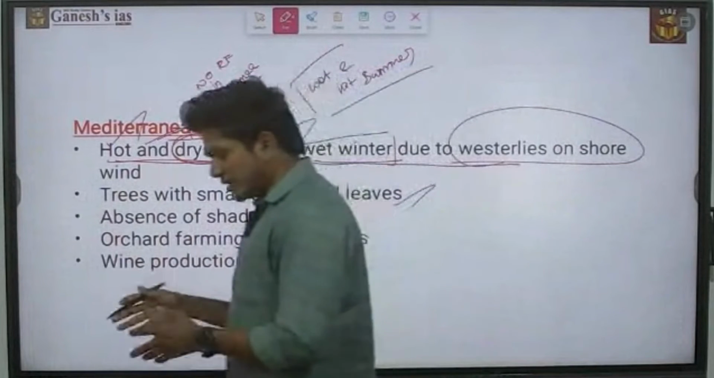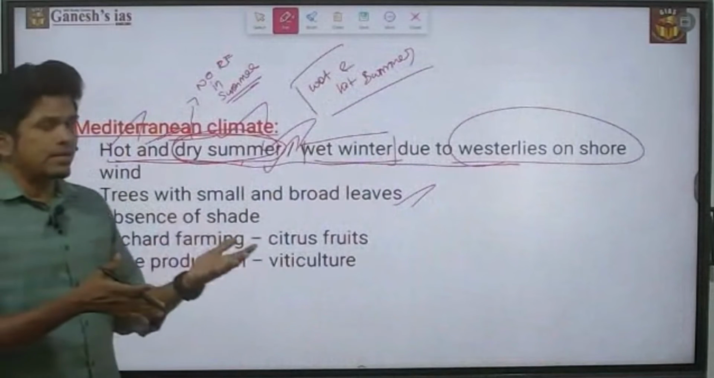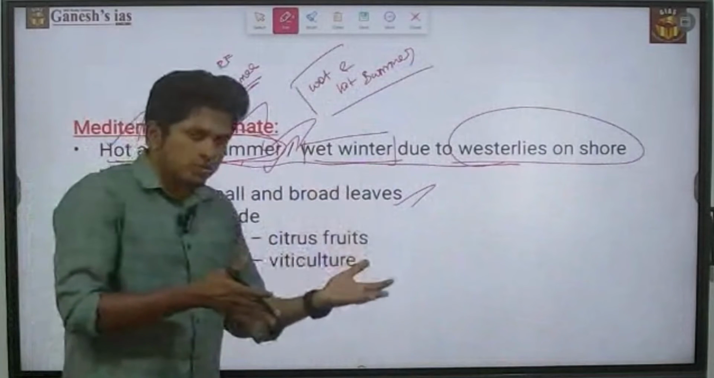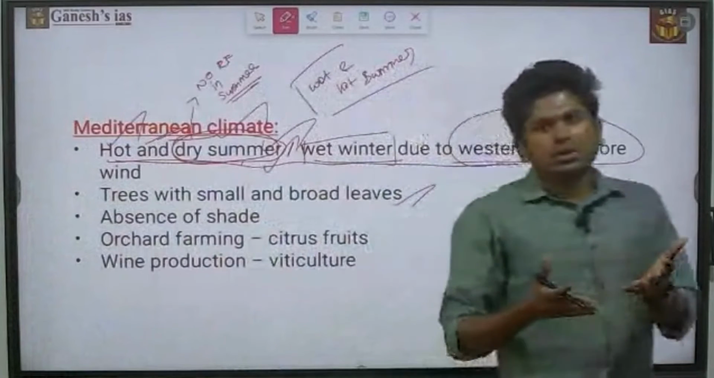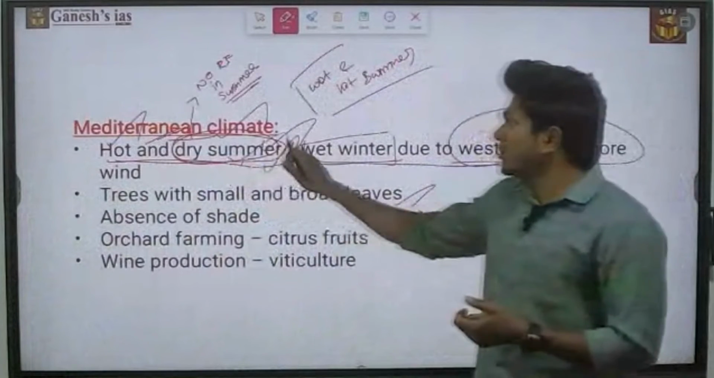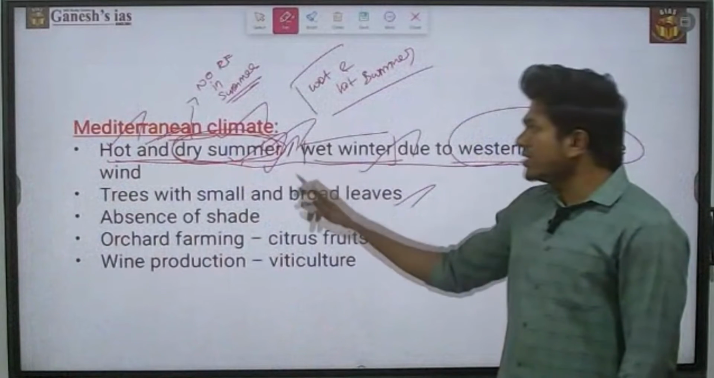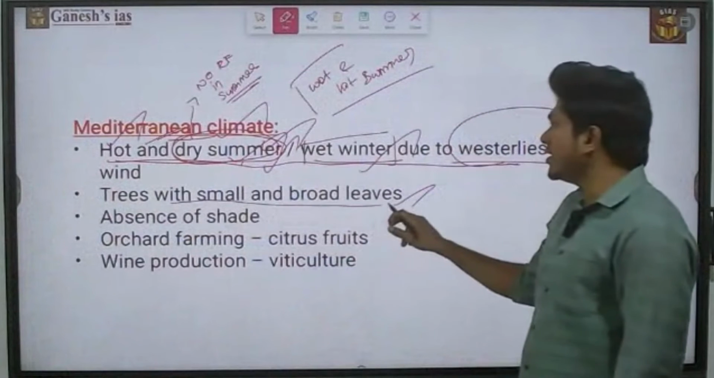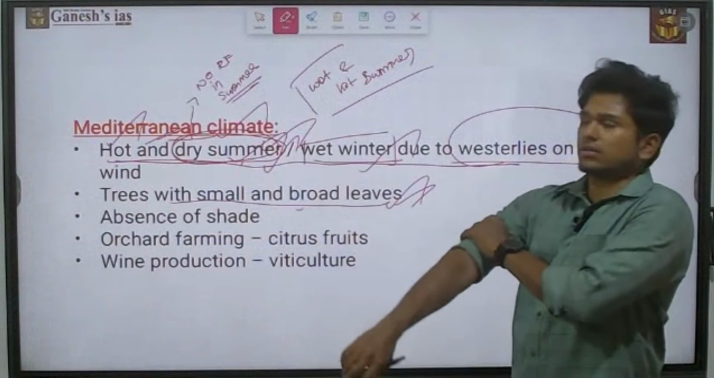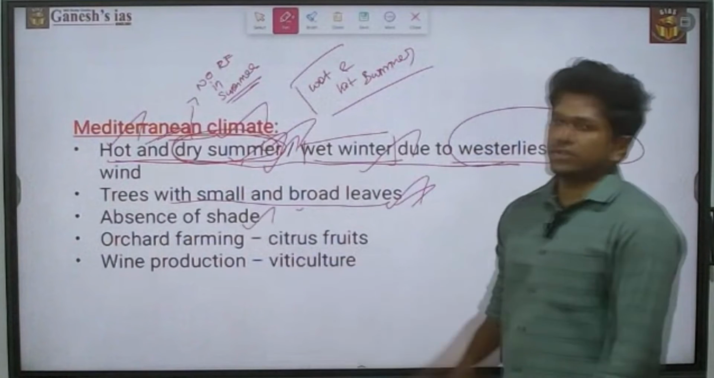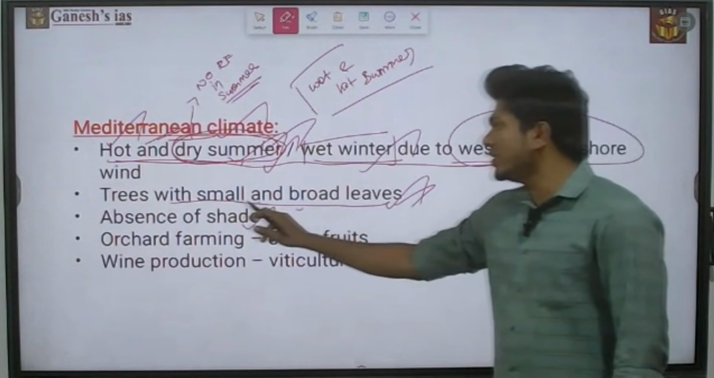The reason behind this is that for growth, the plant needs sunlight to do photosynthesis, and also needs water to grow. But sunlight will be available in the summer and the water will be available in the winter. So this is the major issue. The trees are becoming small with broad leaves. That is the reason it is like this. Next, absence of shades. That is obviously because the trees are at a small level, so they won't give any shade.